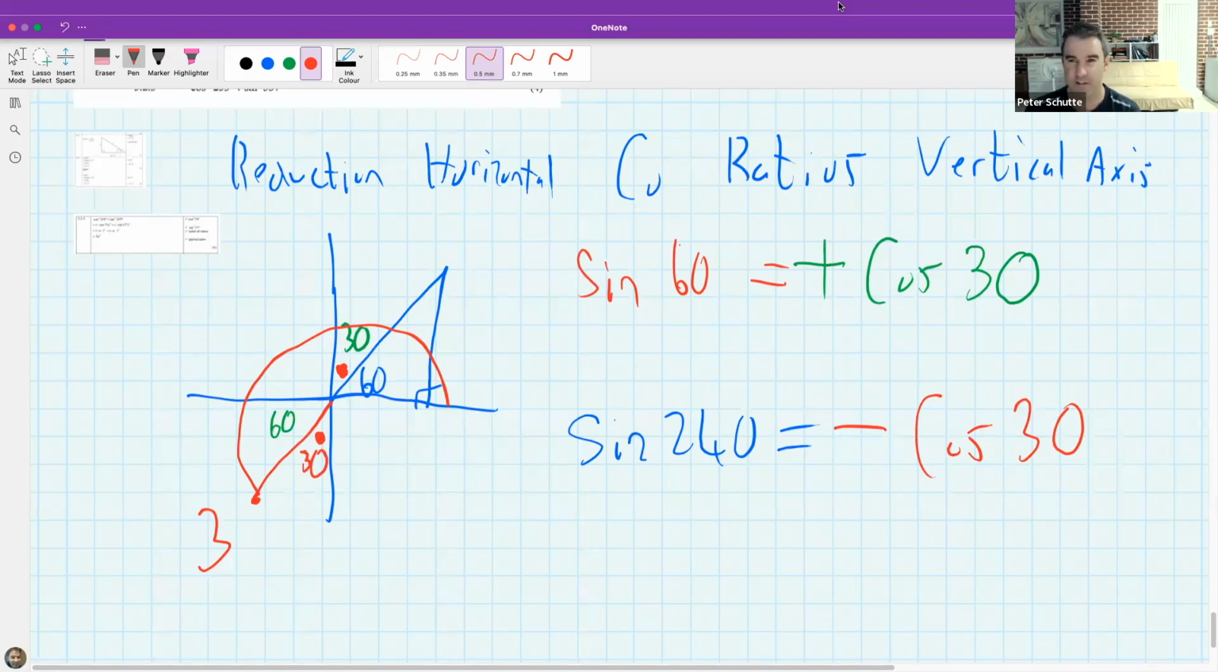But really all I did for 50 minutes, I spoke about different angles and how I can reduce them off the horizontal. And then the last 5 minutes, I started talking about reducing off the vertical using co-ratios. And yeah, we'll carry on with that in the next lesson.